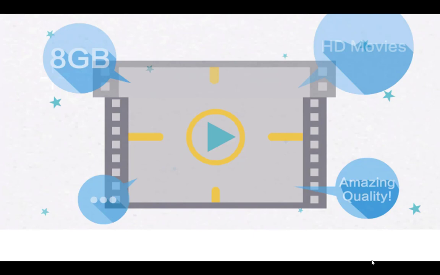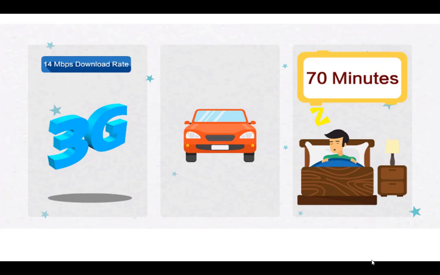Suppose you want to download a video whose size is 8 gigabytes, and you download it on a 3G network, which gives you a speed of up to 14 MB per second. Do you know how much time it will take to complete the download? It will take approximately 70 minutes, which will make you sleep. On a 3G network with a speed of 14 MB per second, the 8 gigabyte video will take 70 minutes to download.